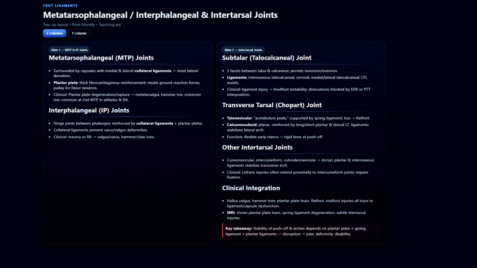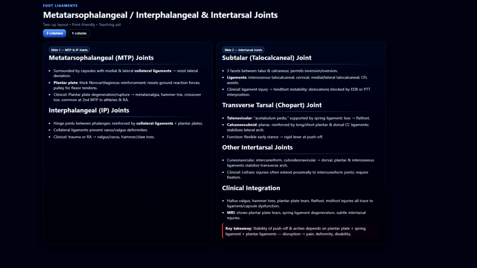Let us now focus on one of the most intricate yet clinically crucial parts of foot anatomy: the ligaments and capsules of the metatarsophalangeal and interphalangeal joints and the system of intertarsal joints that together create the unique mobility and stability of the human foot.